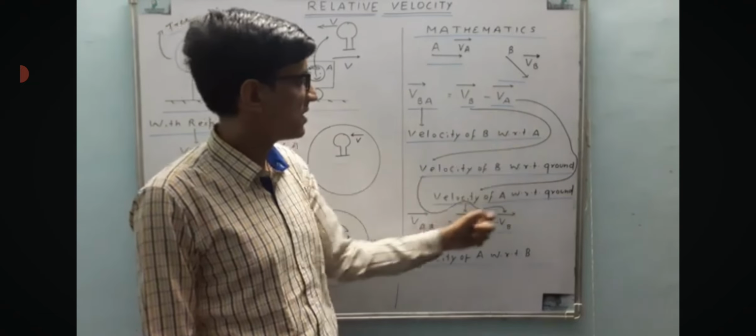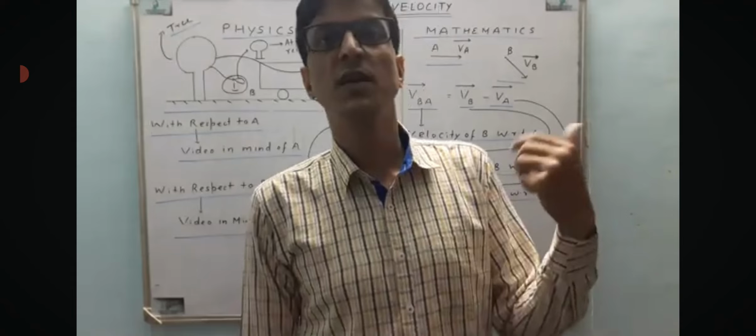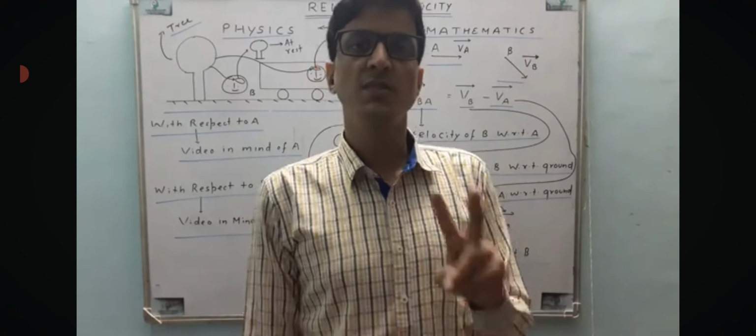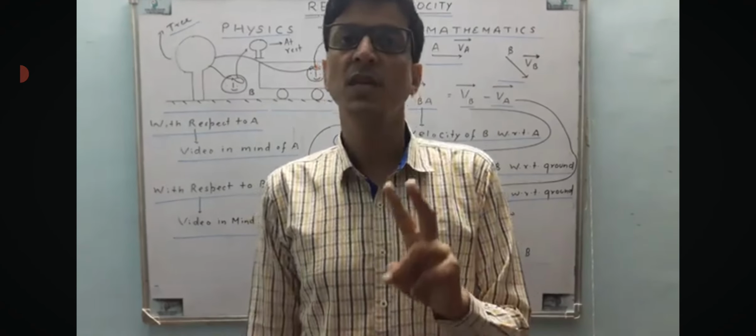That means if you need to find the velocity of any point with respect to any other point, just subtract the velocities. The term of the observer who is observing will be subtracted. For example, here A is the observer. With respect to A means the view of A. So whoever is the observer, just subtract his velocity. This is the simple trick to solve your questions.